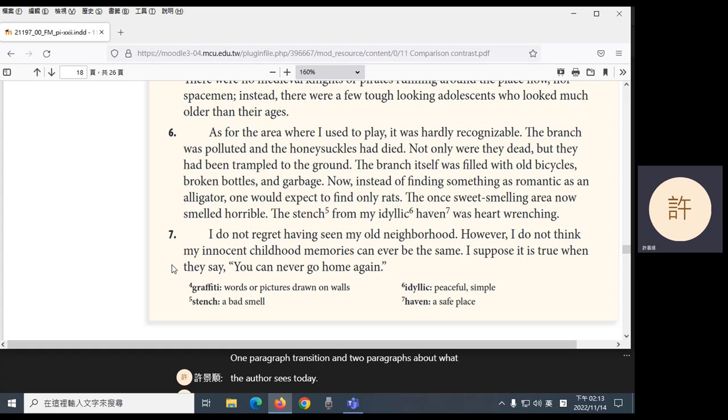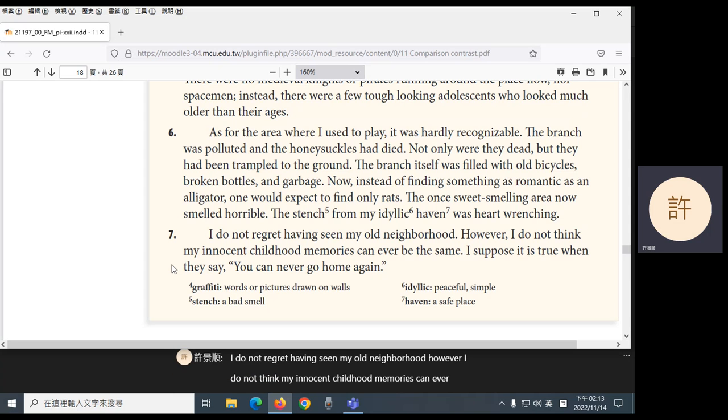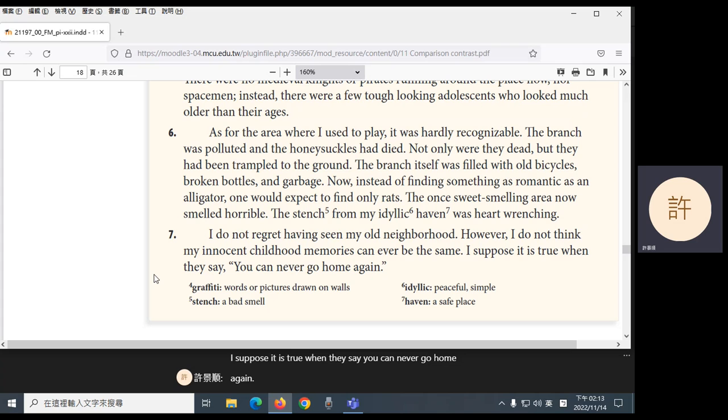And then the conclusion. I do not regret having seen my old neighborhood. However, I do not think my innocent childhood memories can ever be the same. I suppose it is true when they say you can never go home again. So the conclusion tries to find some meaning in this comparison.